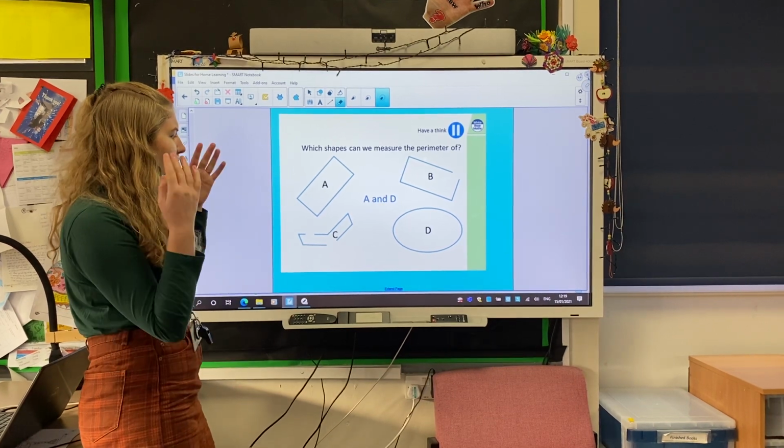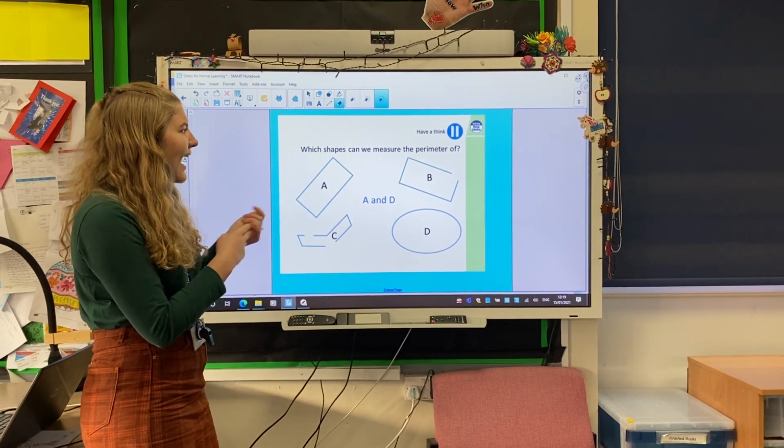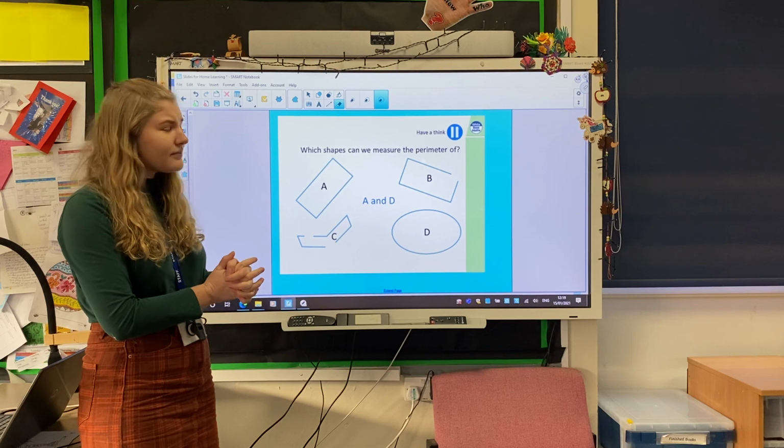Lovely. So I want you to have a look at these shapes and ask yourself, can we measure the perimeter of them? So pause the video and have a think.